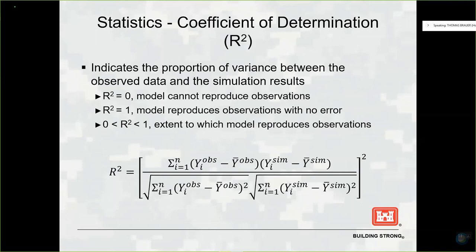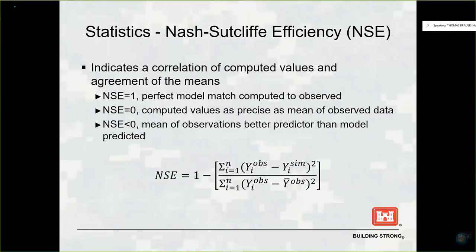So what's a reasonable or good range for these statistics? The Nash-Sutcliffe efficiency indicates a correlation of computed values and agreement of the mean. So this is really just the fit. This is the metric for how well the curves fit, the simulated versus observed. A Nash-Sutcliffe efficiency of 1 is a perfect match between computed and observed. A Nash-Sutcliffe efficiency of 0 means the computed values are as precise as the mean of observed data.